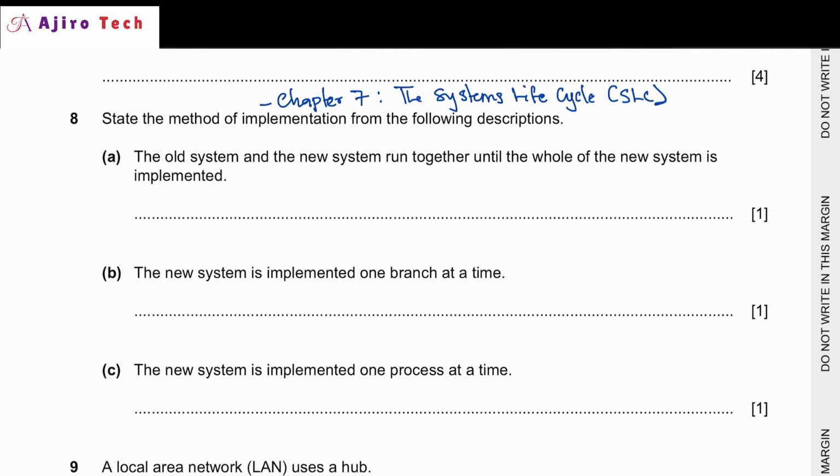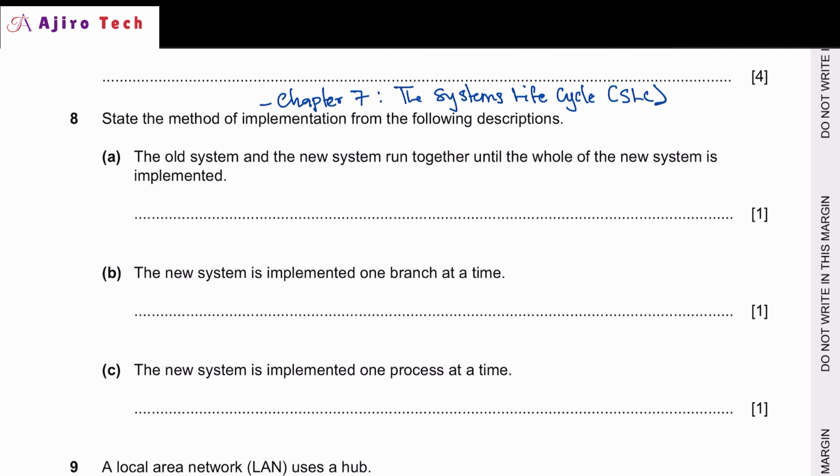Now, I want to explain everything so you can tell me what they are. For the direct implementation, or the direct changeover, the old system is stopped overnight and the new system introduced immediately. That's the direct changeover. The old system stopped, in fact, it's been stopped and the new system is introduced immediately. Now, in terms of benefits, this method can be disastrous if the new system fails. However, the benefits are immediate.